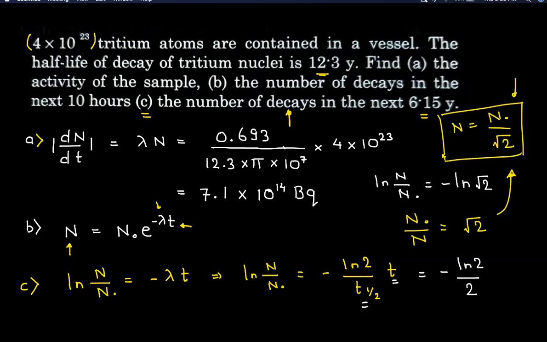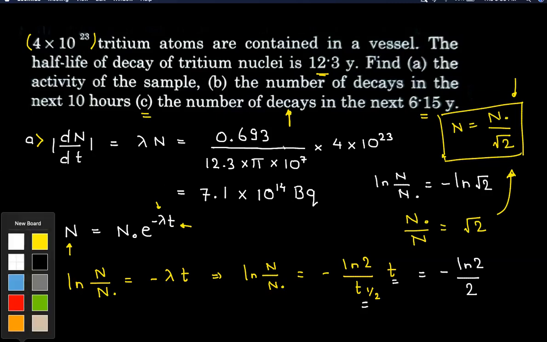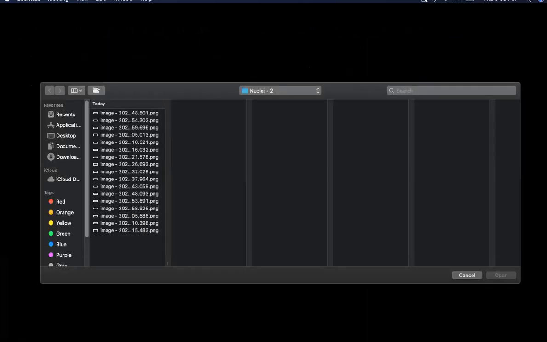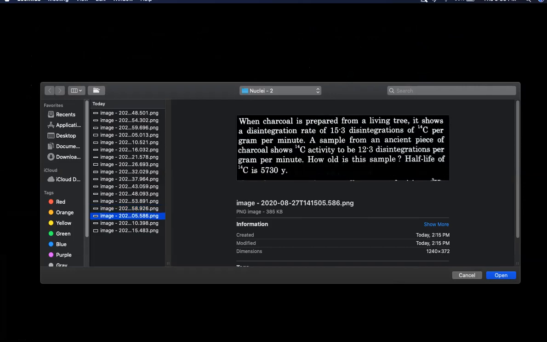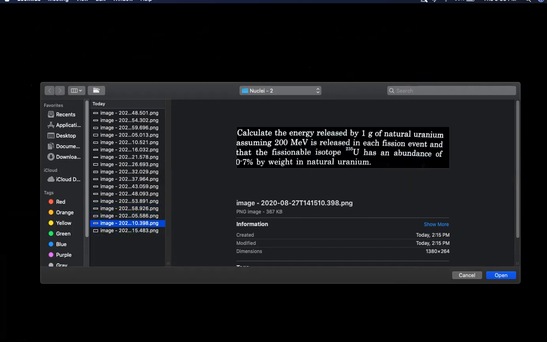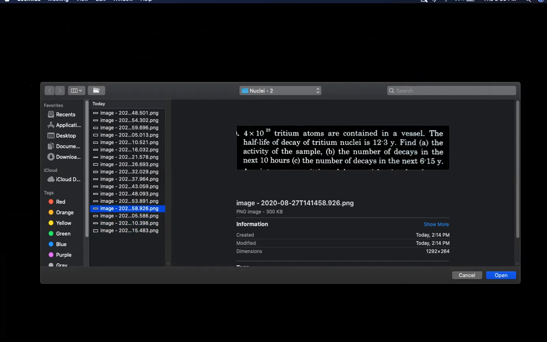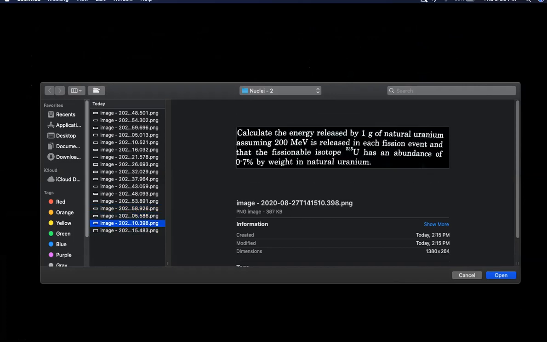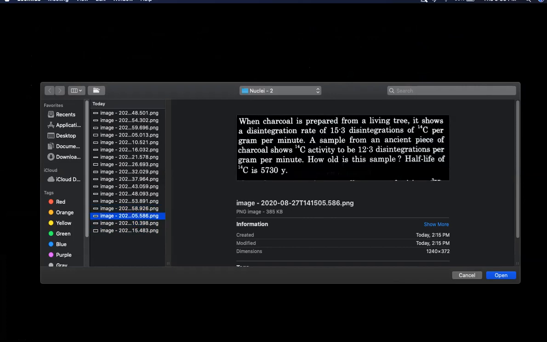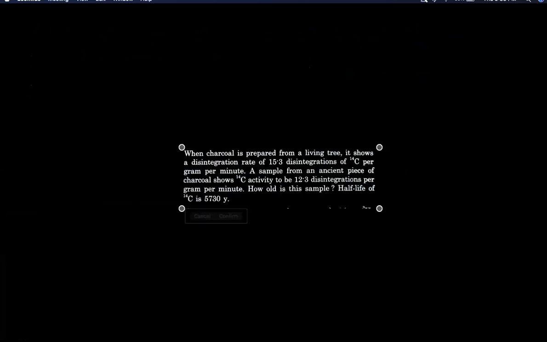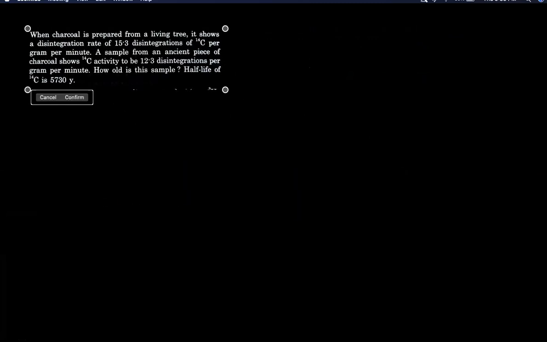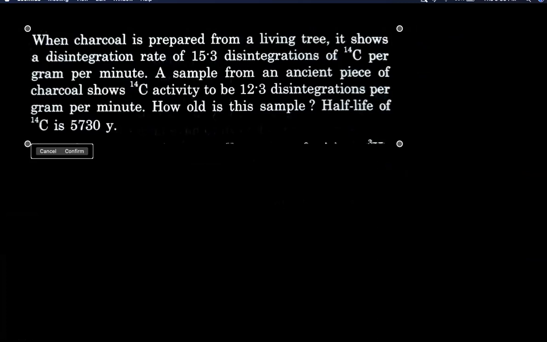Okay, last question on radioactivity. Last one. After this, we are not going to do any question till you write your JEE Mains. Remember that. I mean, we as in I will not, you have to practice. Anyways. Question on carbon dating.